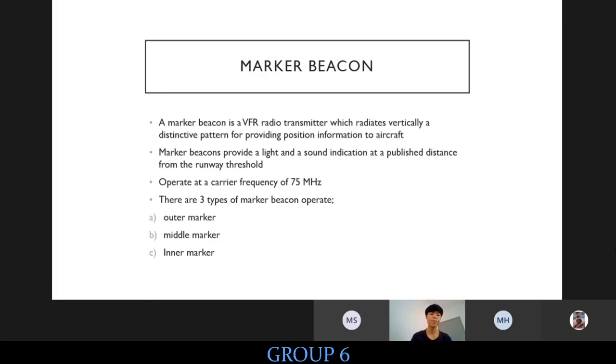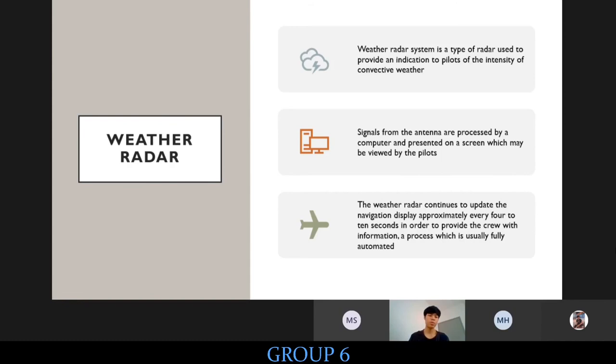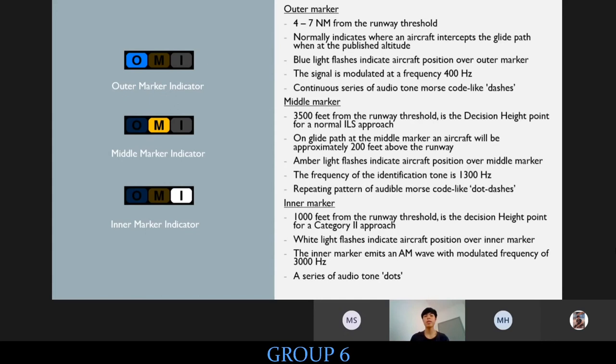So, the outer marker. The outer marker is located between 4 to 7 nautical miles from the runway threshold, and normally indicates where an aircraft intercepts the glide path at the published altitude. A blue light flash indicates the aircraft position over the outer marker. The signal is modulated at a frequency of 400 Hz, with a continuous series of audio tone Morse code-like dashes.